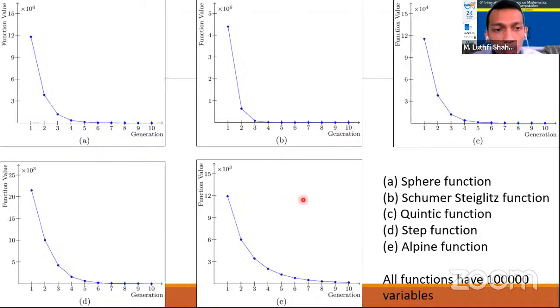And all the graphs we show here have 100,000 variables. So you can see from these graphs that our proposed genetic algorithm can find really good solutions in a very short number of generations. In these graphs we only show the first 10 generations, but almost all of them are close to zero. Zero is the optimum value.